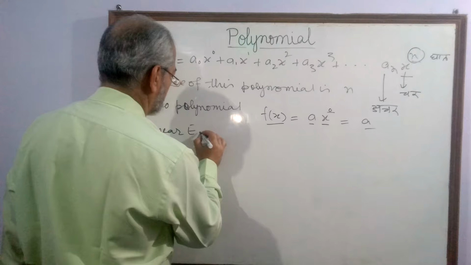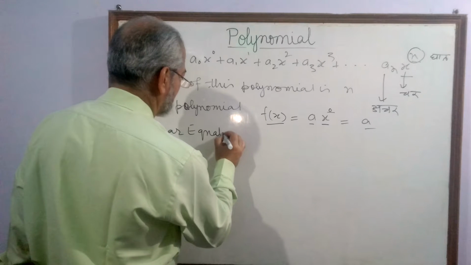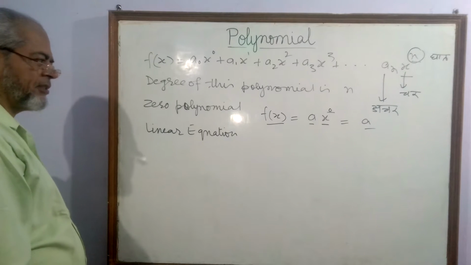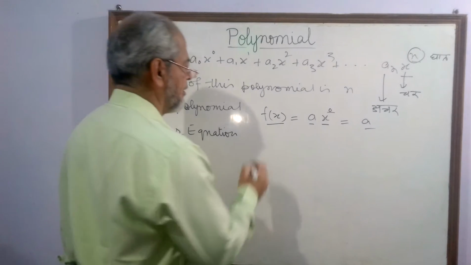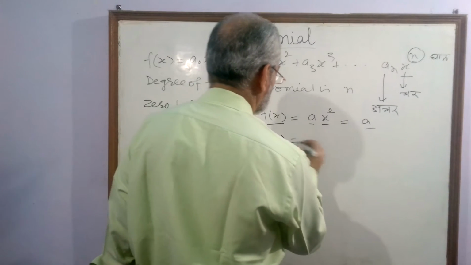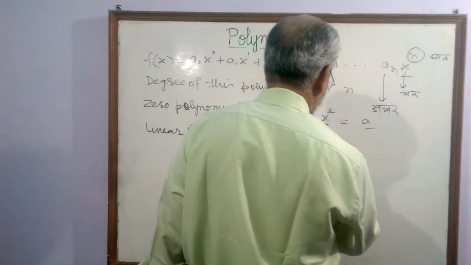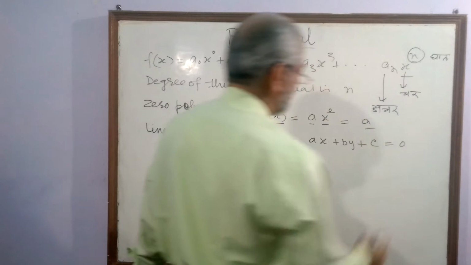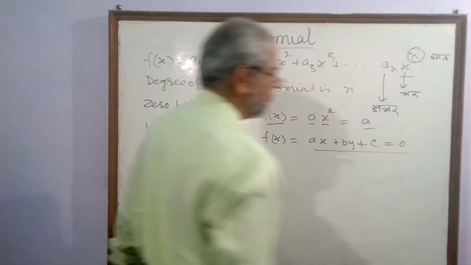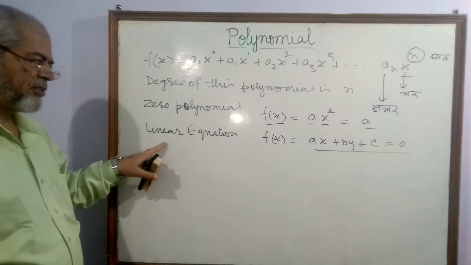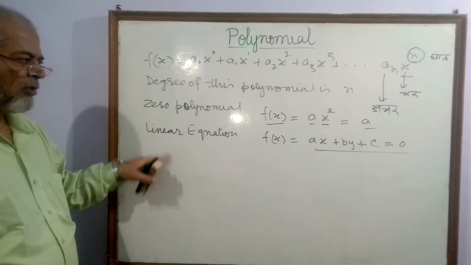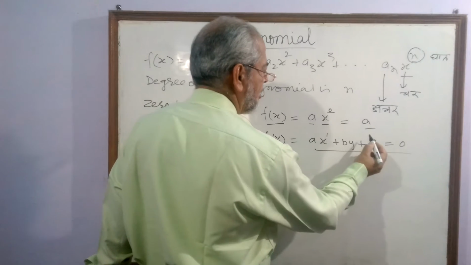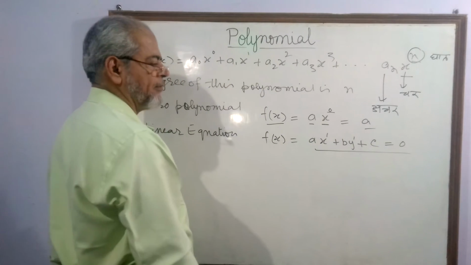Second is linear equation and linear polynomial. We generally say it linear equation because it represents a line. So f(x) = ax + by + c = 0. So this kind of polynomial is a linear equation. तो linear equation की खास बात आप क्या देख रहे हैं? The power of the variables is equal to 1.